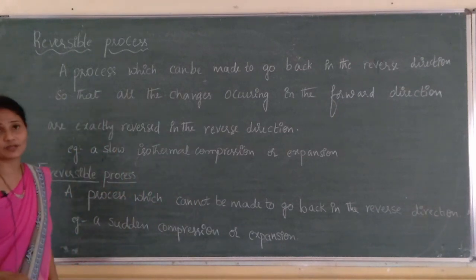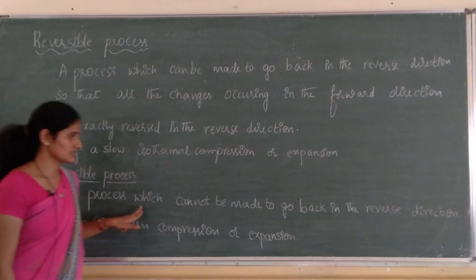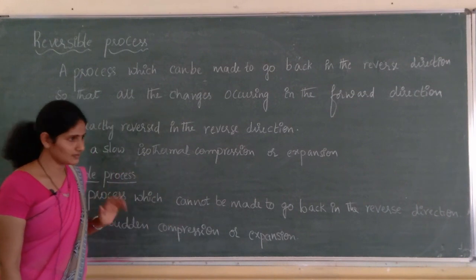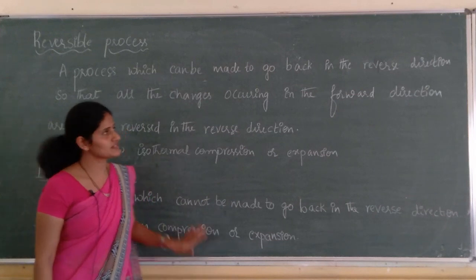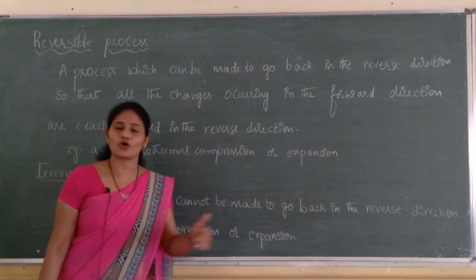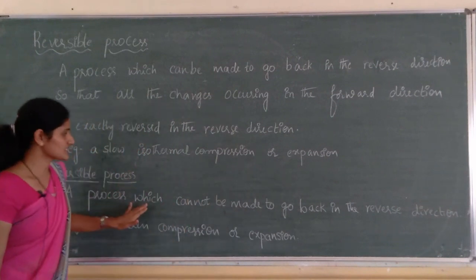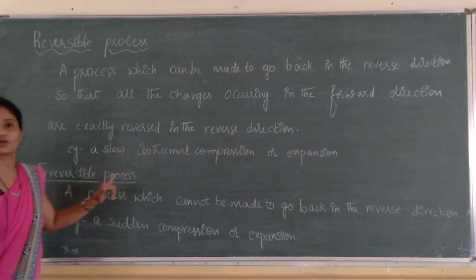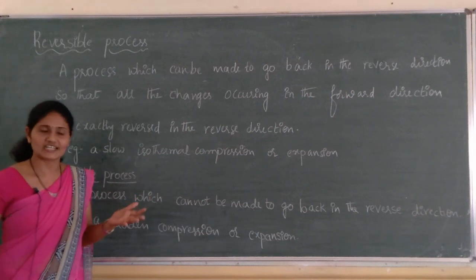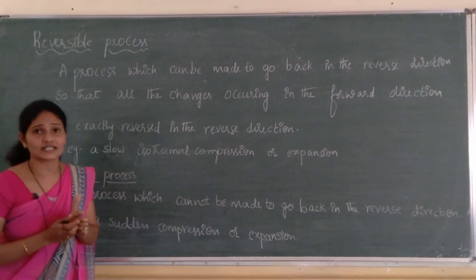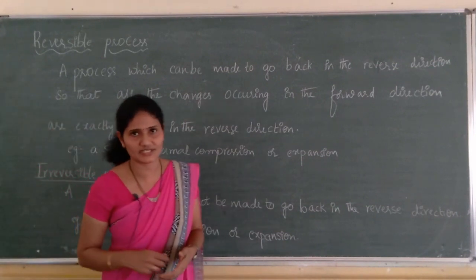Next one is irreversible process. A process is said to be irreversible which cannot be made to go back in the reverse direction. That means here the changes occurring in the forward direction are not reversed in the reverse direction. This kind of process is called irreversible process. So the best example for irreversible process is a sudden process. It may be sudden compression or it may be sudden expansion. So reversible process and irreversible process, this is the basic difference between them.